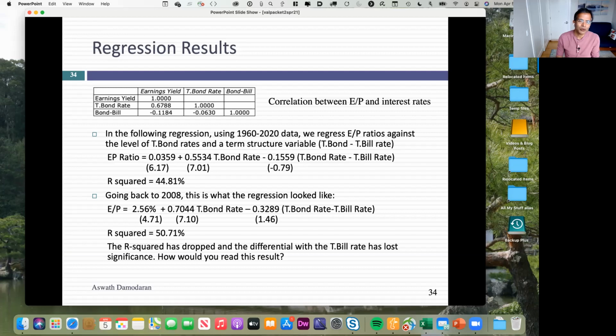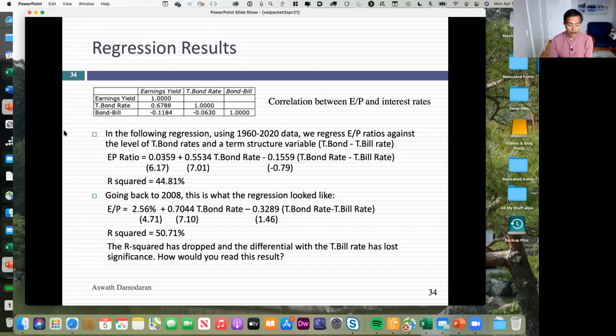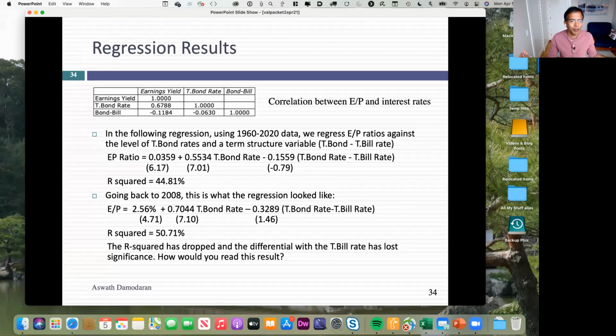But I still want to answer the question, are stocks over or undervalued, right? So here's how I decided to do it. I took the data that you just saw and ran a regression of the earnings to price ratio for the S&P 500 against the T-bond rate and the T-bond rate minus the T-bill rate. So the R squared is about 45%. Not amazing, but not bad. I'm just explaining a big chunk of the variation.